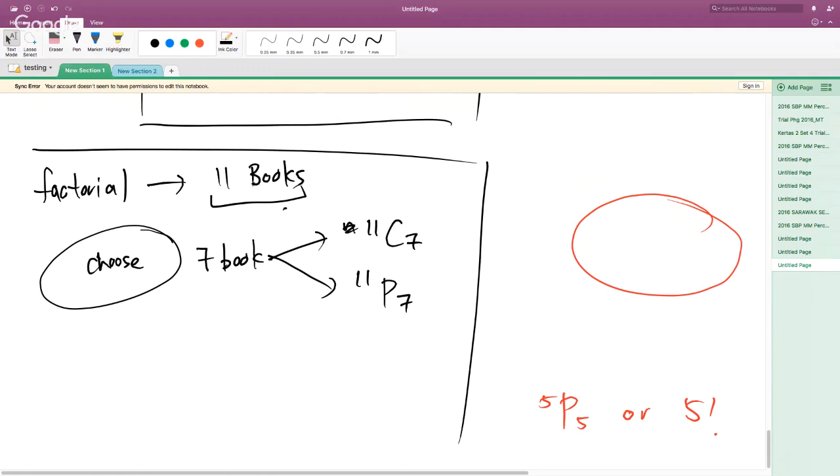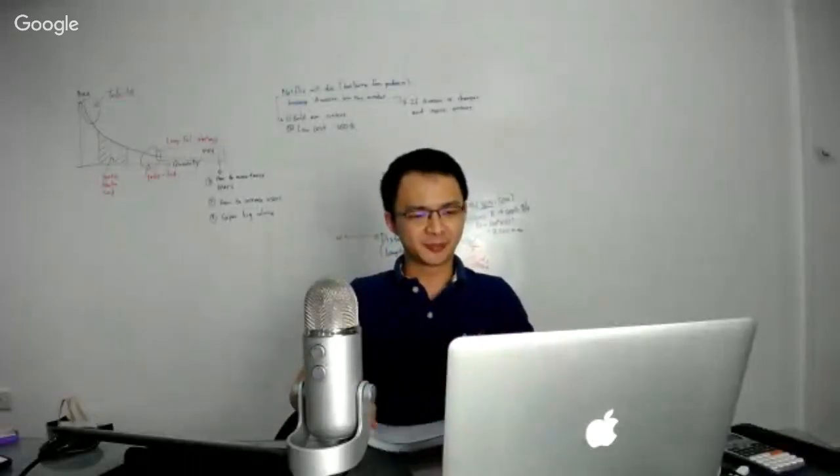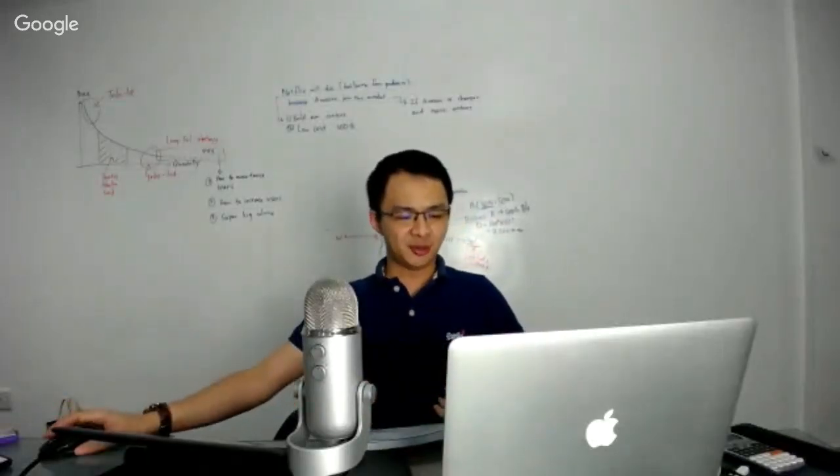Okay, so I guess that's all for permutation and combination. Is there anything else you want to ask about that?